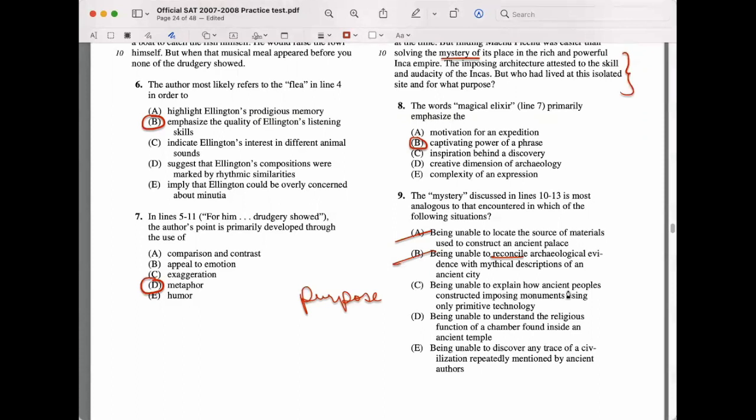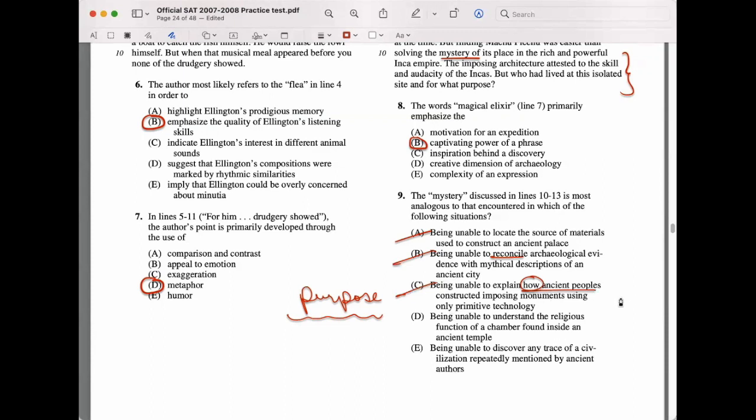Being unable to explain how ancient peoples constructed imposing monuments. So I don't think it's that. I don't think it's about how ancient people constructed imposing monuments, right? That also would be the next stage once you have figured out the purpose of their existence, right? So as I keep coming back to this word, what's the purpose? Why did they establish a civilization here?